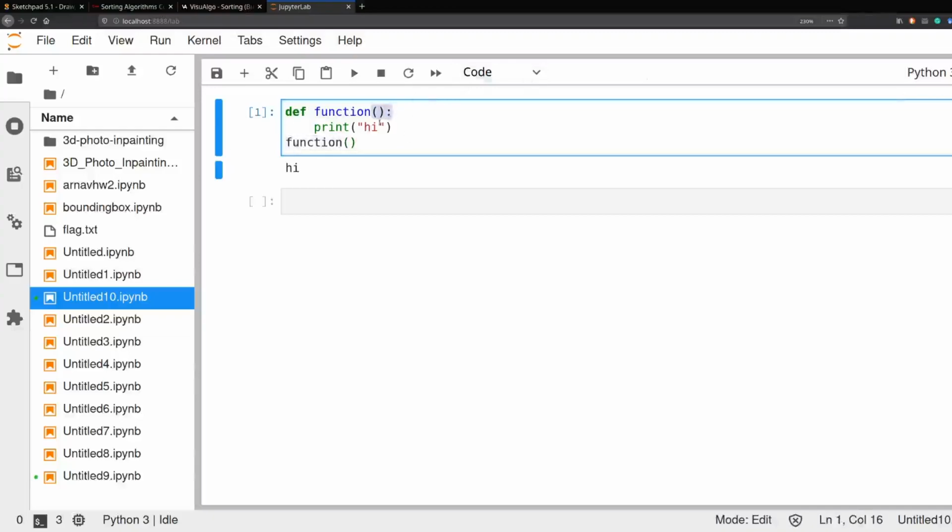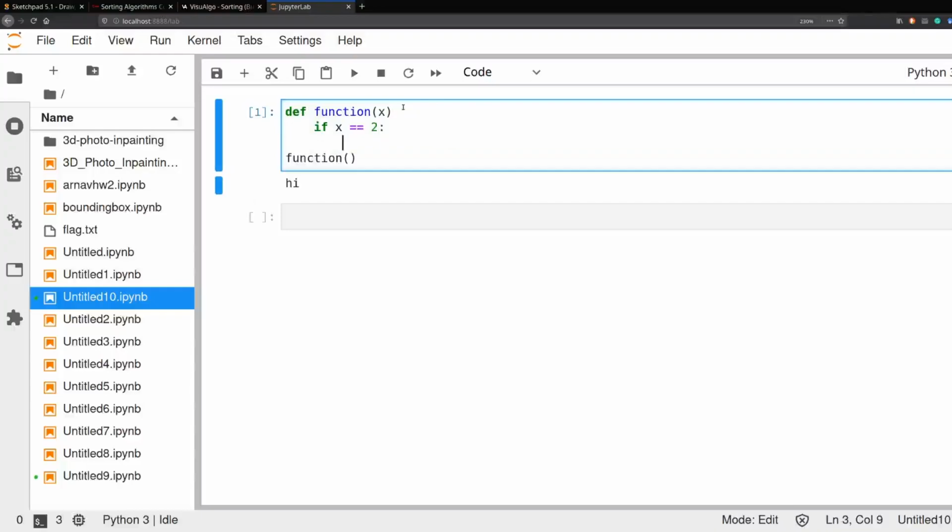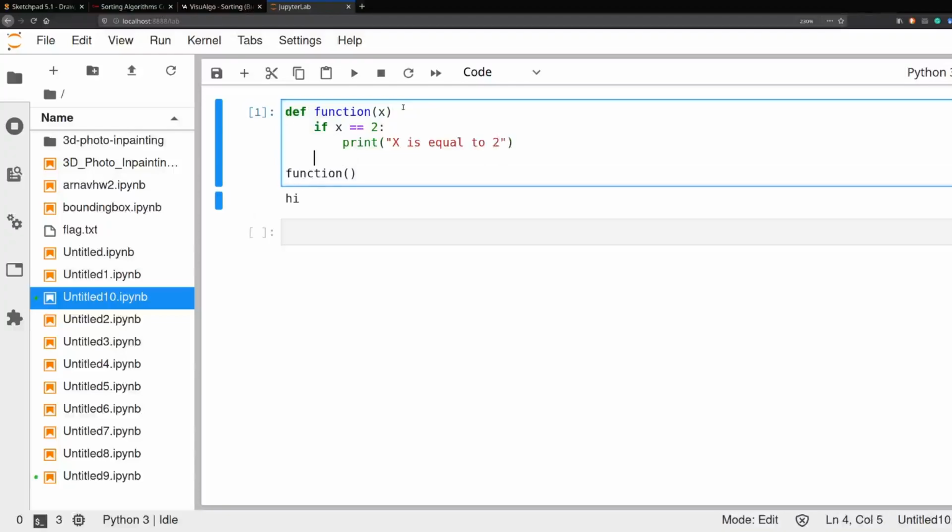So what if we have something where we take in an argument, so let's take in x, and we want to see if x is equal to 2? So if x is equal to 2, then we're going to print x is equal to 2. And if it's not equal to 2, we're going to call the function again with x plus 1. So we're going to call the function inside of the function. Make sure I put an else there.